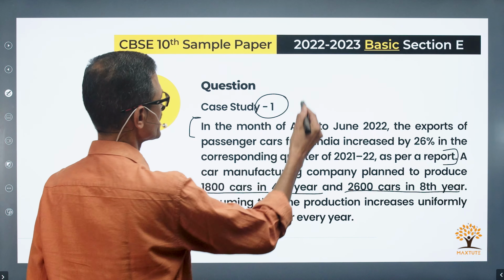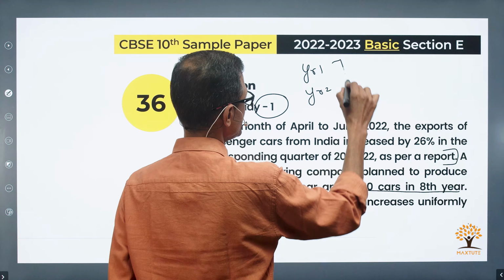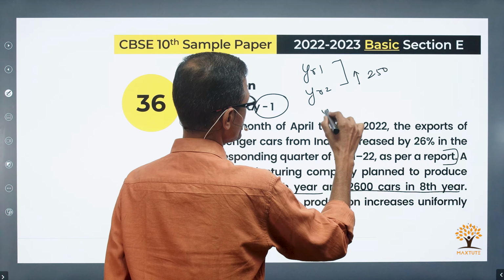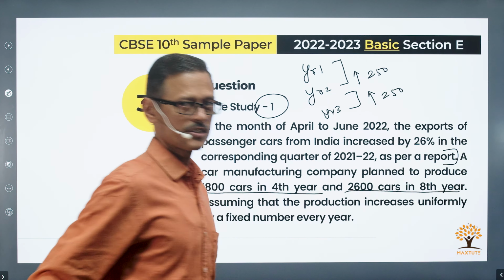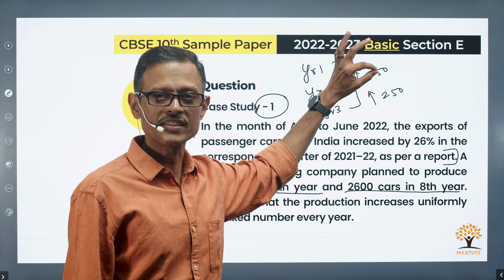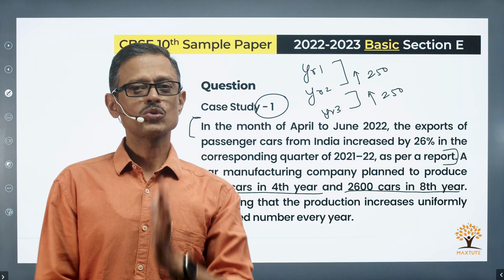Let's see what that means. Essentially, year 1 to year 2, if it increased by, let's say, 250 units, between year 2 and year 3 also, it will increase by 250 units. So for example, if it was 1000 units in the first year, it will become 1250 in the second year, 1500 in the third year, and 1750 in the fourth year, so on and so forth.